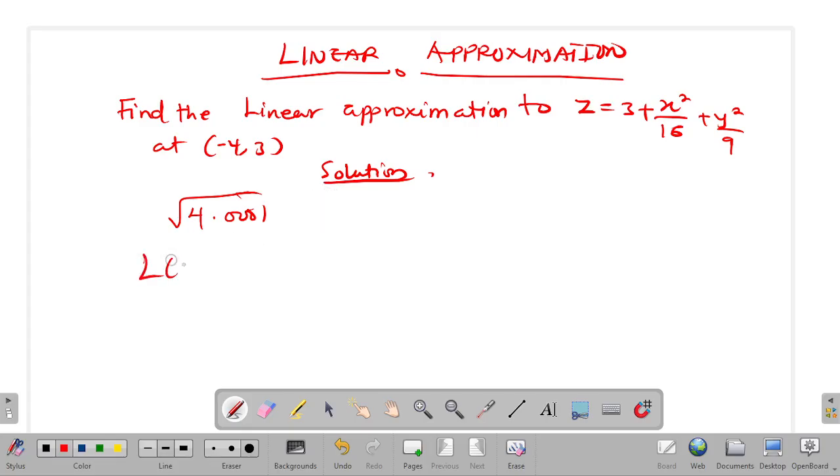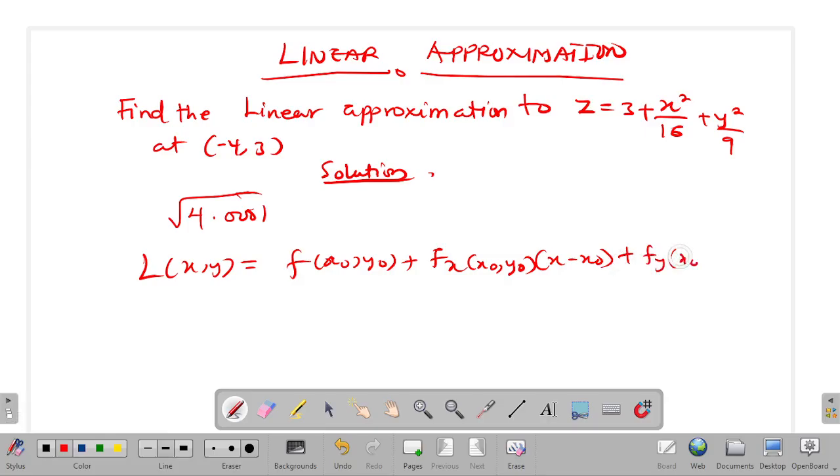So generally, the linear approximation at any point (x, y) is given as the functional value f(x naught, y naught) plus the change. So this is the actual functional value, then the change will come. Change contributed by what? Partial derivatives, since we are doing multivariable. fx at (x naught, y naught) multiplying x minus x naught, plus fy at (x naught, y naught) multiplying y minus y naught, and that is all. So in this problem, you only need the functional value, fx at the point and fy at that point.